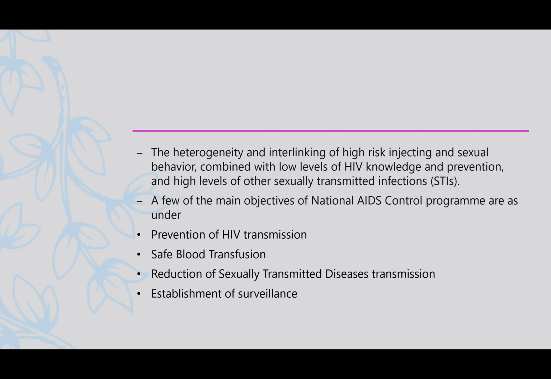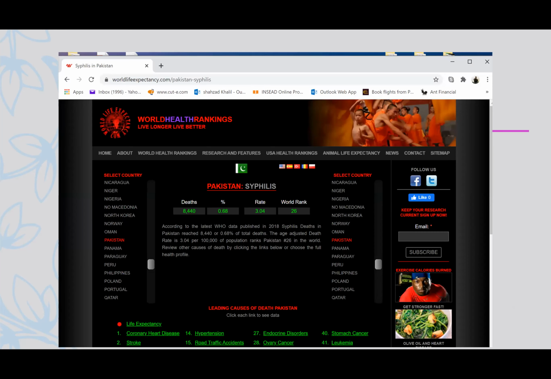A few of the main objectives of the National AIDS Control Program are as under: prevention of HIV transmission, safe blood transfusion, reduction of sexually transmitted disease transmission, and establishment of surveillance. As of now, there is no separate national program going on for any STIs. It's just a part of the National AIDS Control Program, which aims at reduction of sexually transmitted disease transmission.